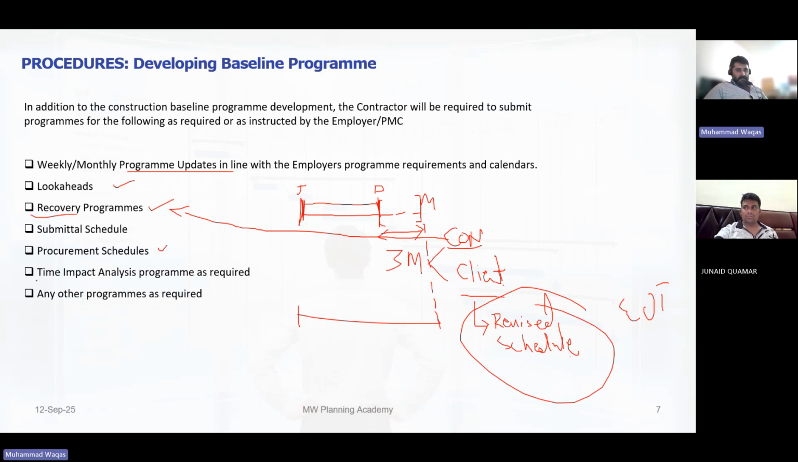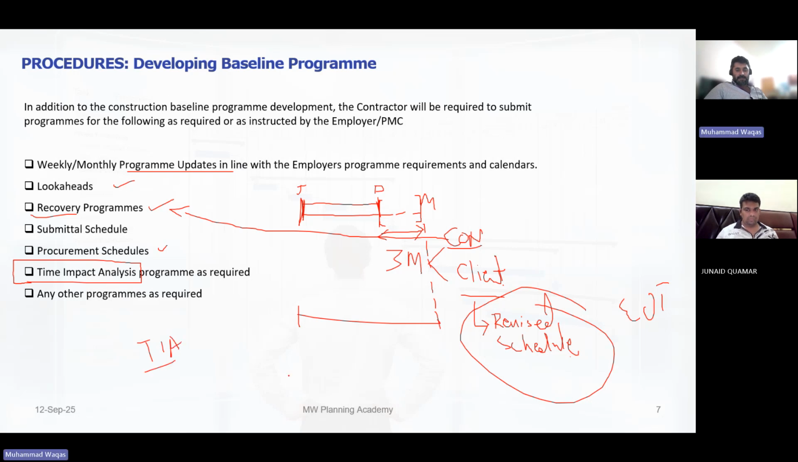Okay, what is time impact analysis? Have you heard of that? I have not, sir. No problem. So what happens is, as soon as this approval got late, the one you were talking about, now as a contractor, you will submit a time impact analysis. We call it TIA.